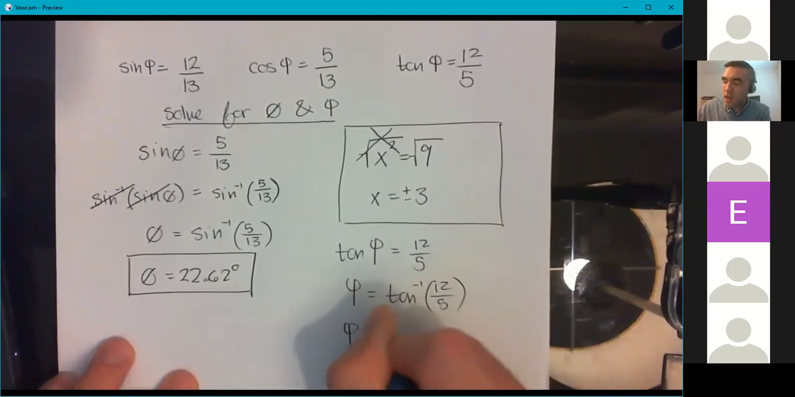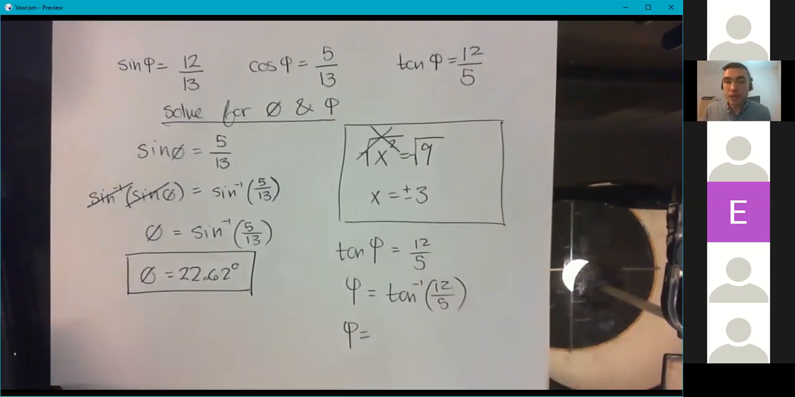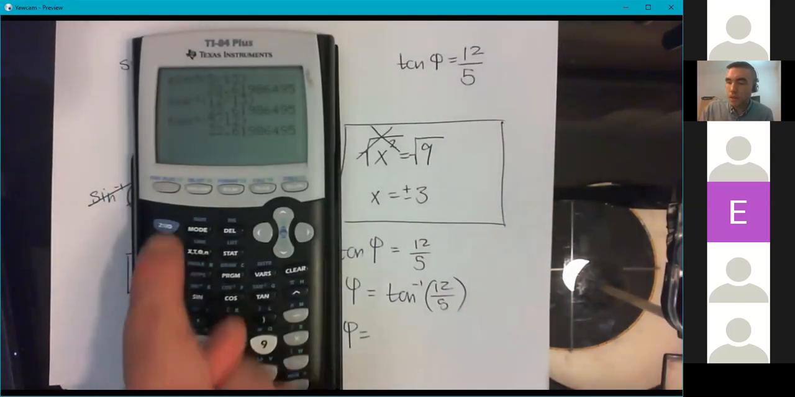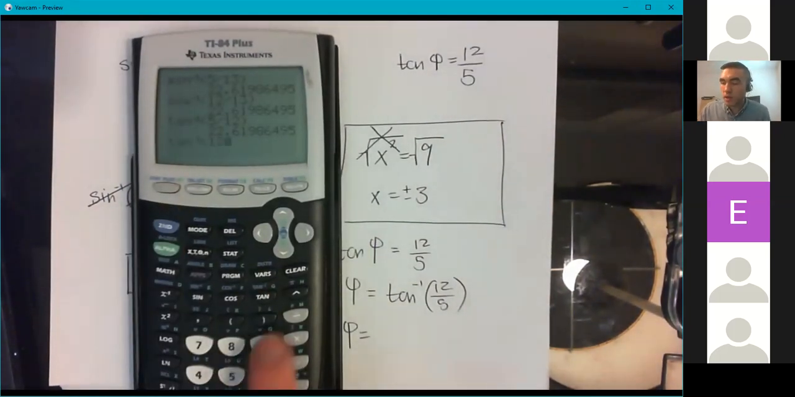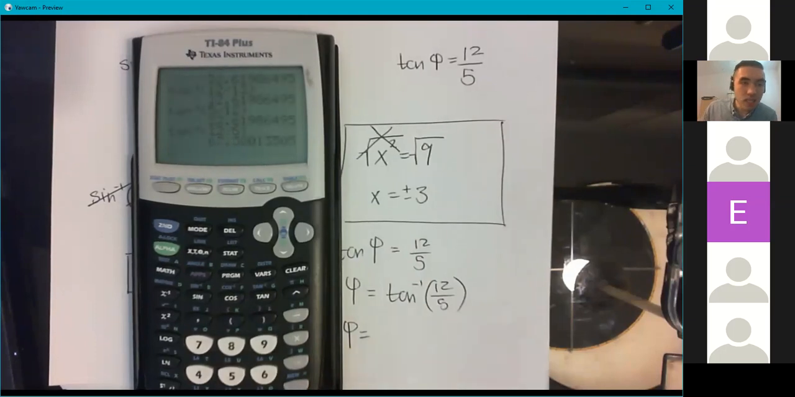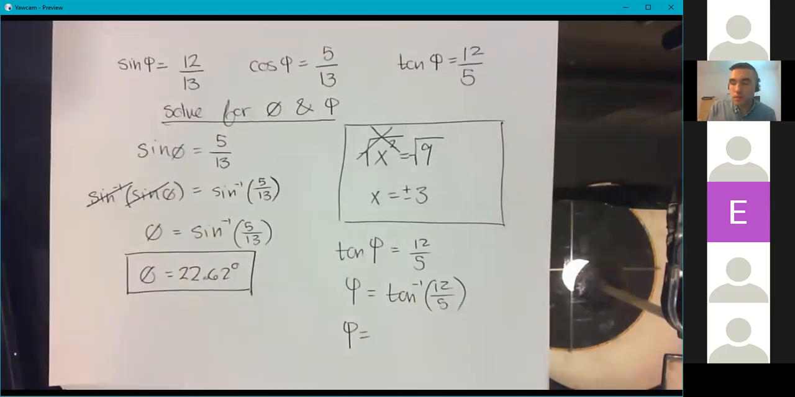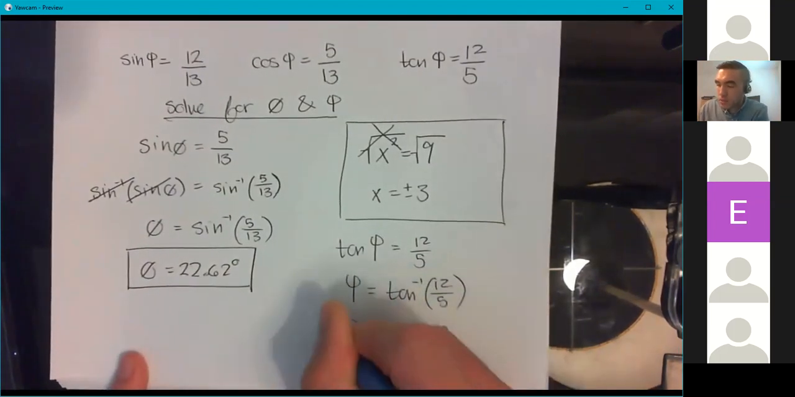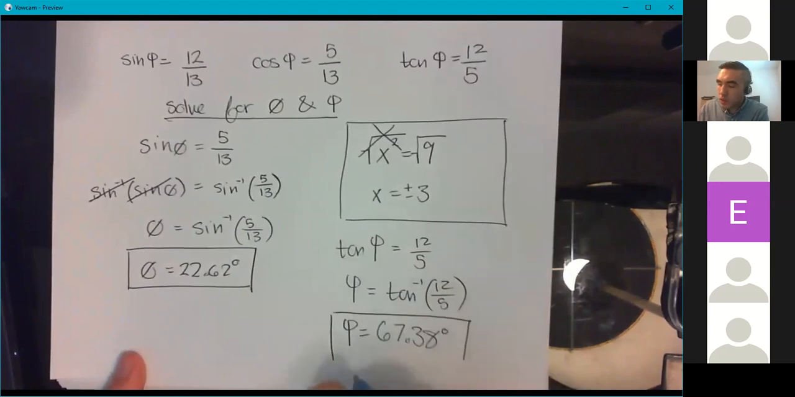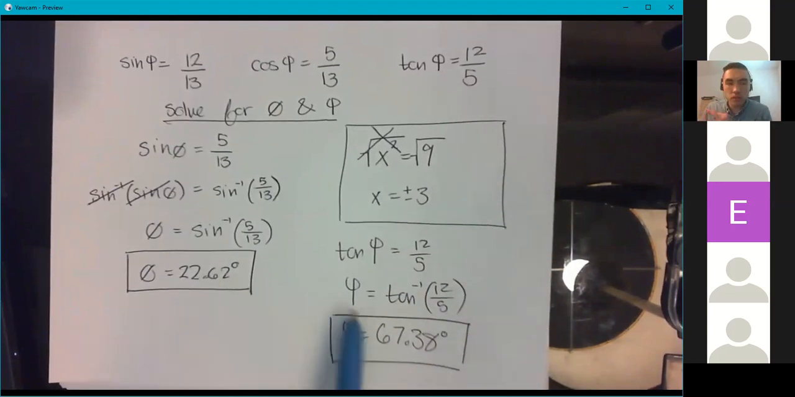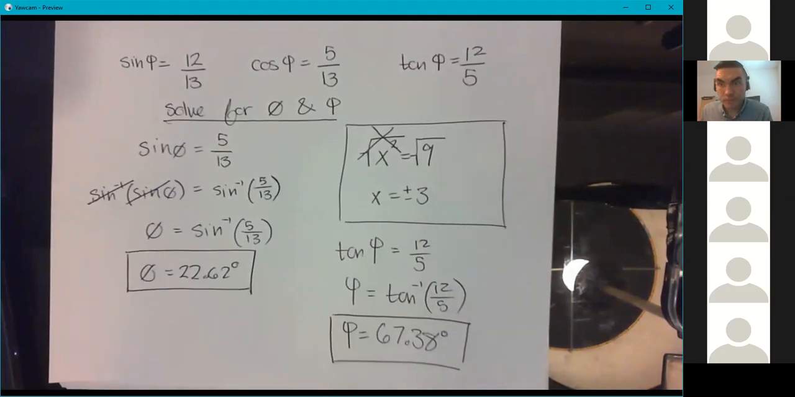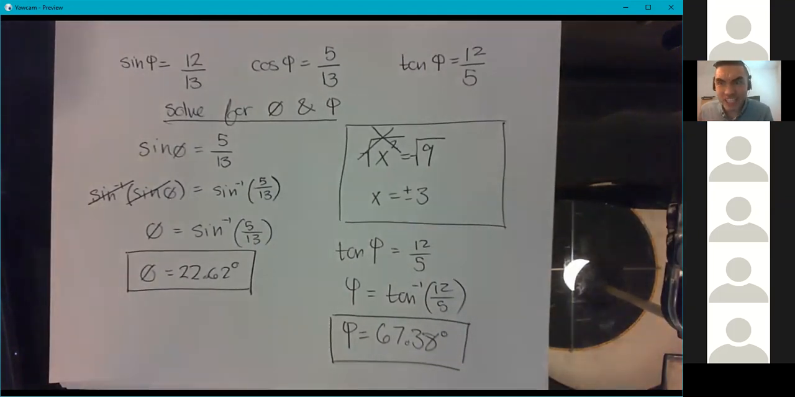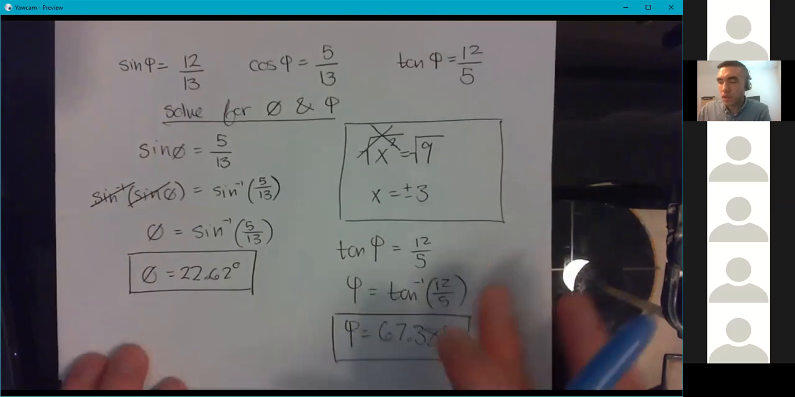And that means that angle phi must be equal to, again, I'll feed this to the calculator, second tangent 12 divided by 5, 67.38 degrees. And what do you notice about these two angle measurements? They add up to 90, so therefore it's correct. They add up to 90 degrees exactly.